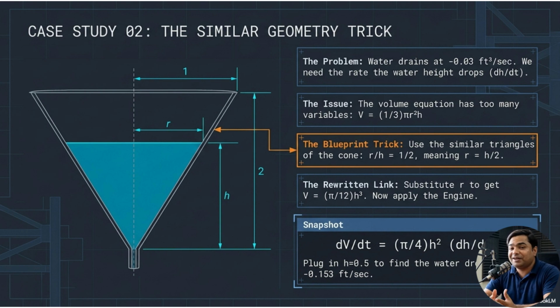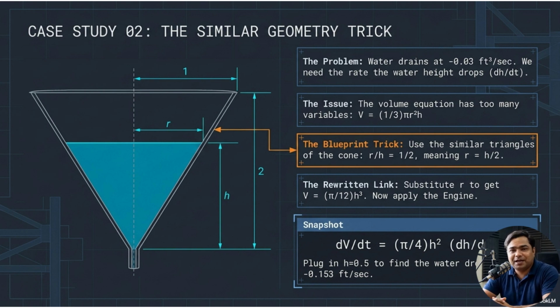This is where similar triangles help. From the cone's geometry, the ratio r to h is constant. According to the slide, r divided by h equals 1 divided by 2. Therefore, r equals h divided by 2. Now substitute this into the volume formula. V equals 1/3 pi times (h over 2) squared times h. That simplifies to V equals pi over 12 times h cubed. Now the volume depends only on height.